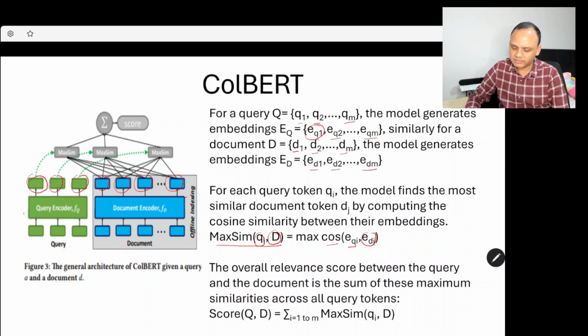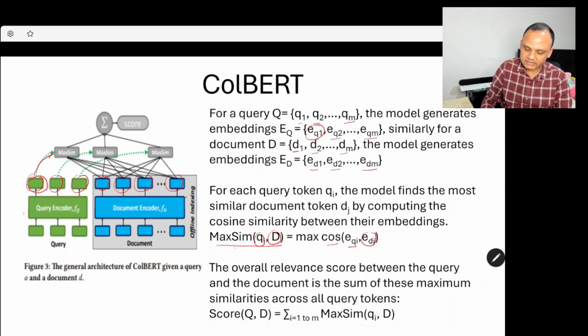So it's a maximum similarity. How is it found? Let's say this is EQ1, and then EQ1 goes through this formula, MaxSim of Q and D. It interacts with each individual document token and finds out which document token is giving the maximum cosine similarity. The same thing happens for each individual query token. So you can see here each individual query token interacts with all the document tokens and finds the one providing the maximum similarity.